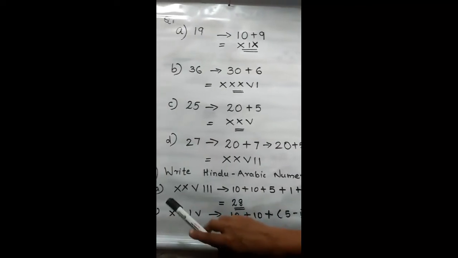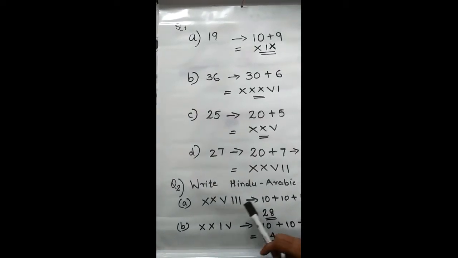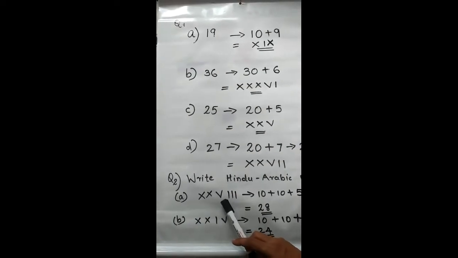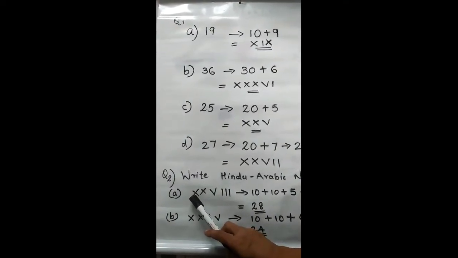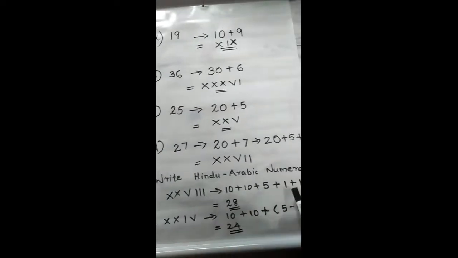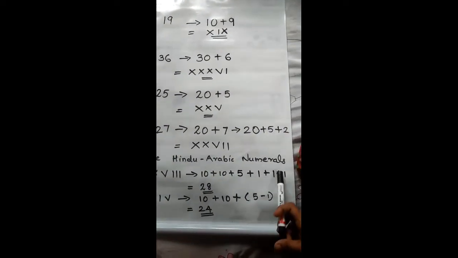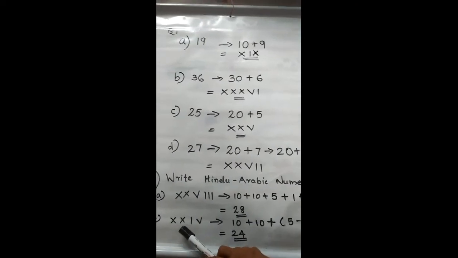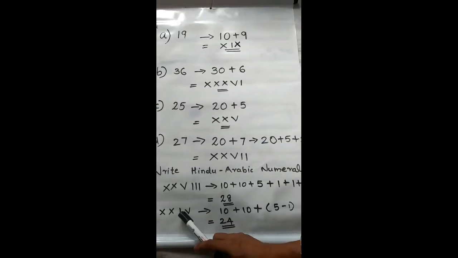Then the second question is the reverse process. That means the Roman numerals will be given, we have to convert into our number system. First question here: 10, 10, 5, 1, 1, 1. If you want, you can split these letters: 10 plus 10, then 5 plus 1 plus 1 plus 1. That means 10 plus 10 plus 5 plus 1, 3 times 1 is added here. So what is the answer? 28.